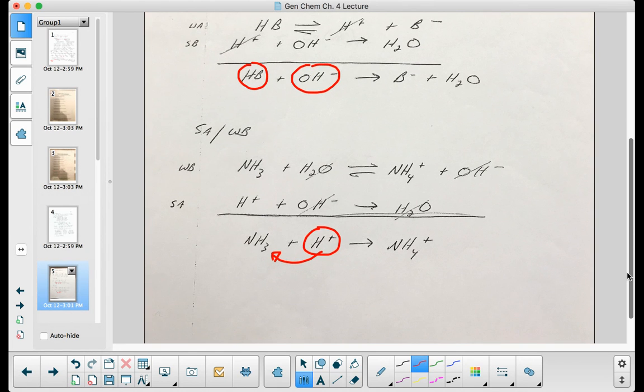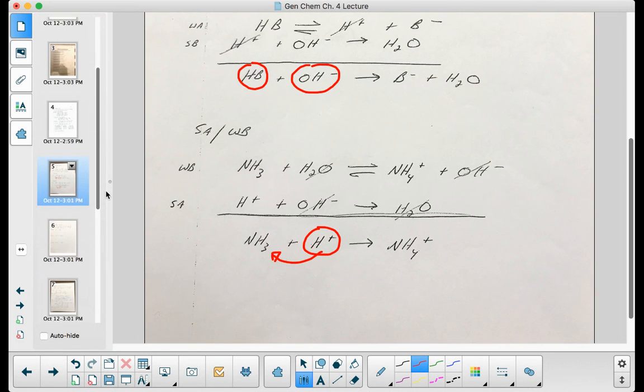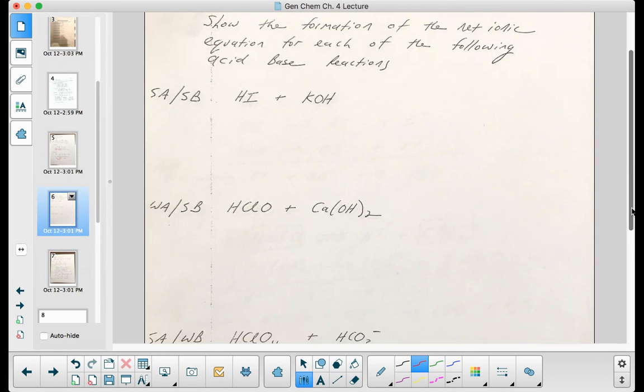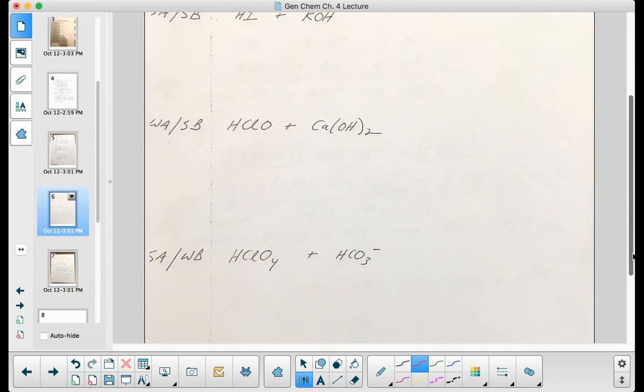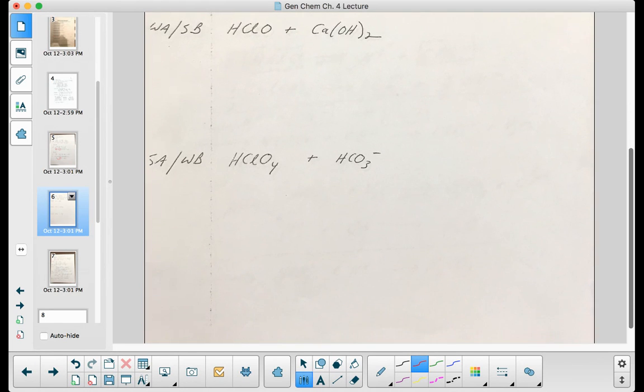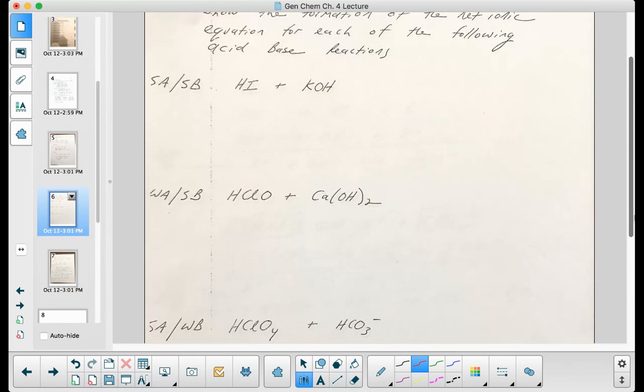And then on the next page, I have some other examples for you to try. So I would say take a moment now to try these examples. I have this worksheet in the practice worksheet folder. So try those examples for a minute and then come back and look at the answers.